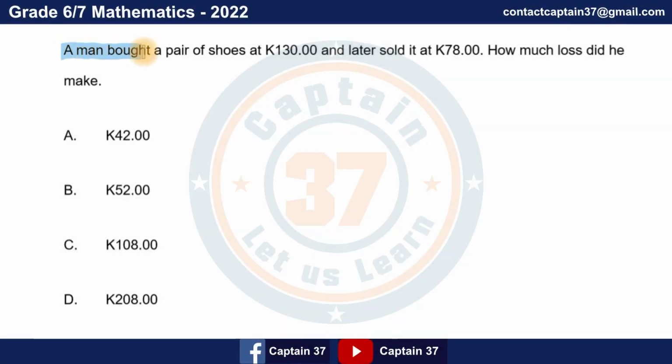A man bought a pair of shoes at 130 kwacha and later sold that pair of shoes at 78 kwacha. How much loss did he make? So this is how much he bought the shoes for, and later sold the shoes for this amount of money.